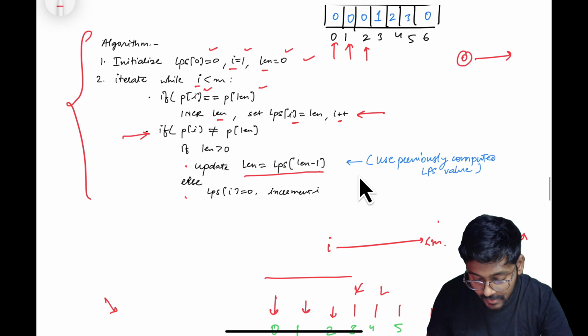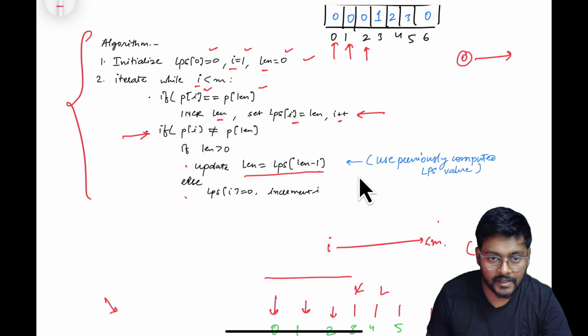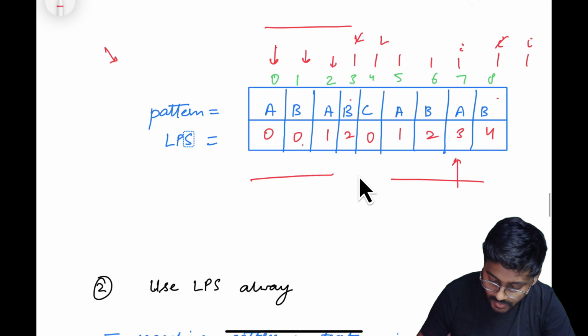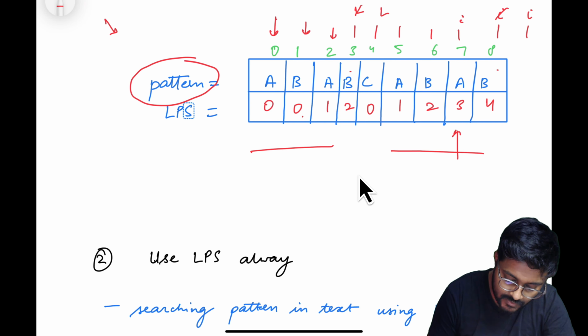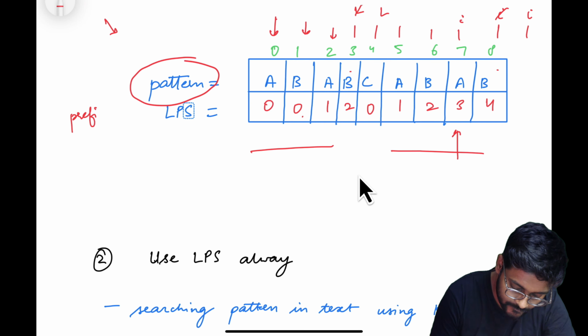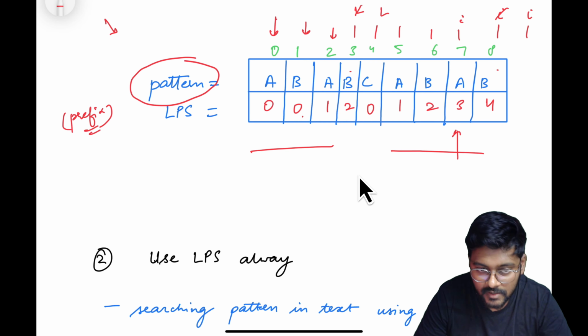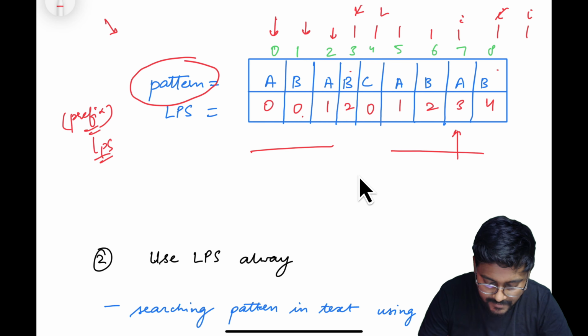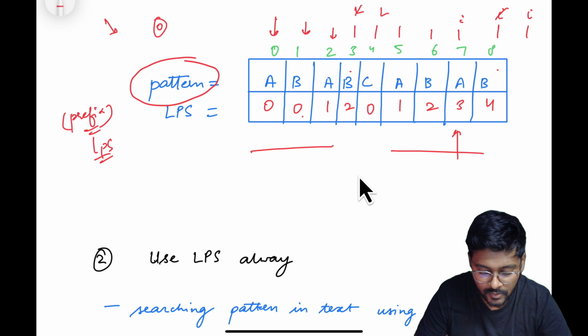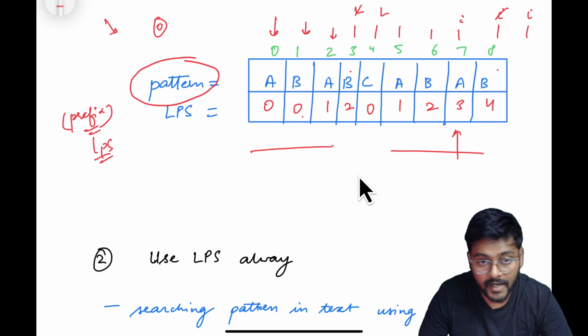See, preparing the LPS array itself is a concept that can be used to solve other kinds of problems. So in this case, what I'm getting is that for every pattern prefix, I am getting the value of LPS. For every substring starting from 0, or you can say for every prefix, I know what is the length of prefix which is equal to the suffix.